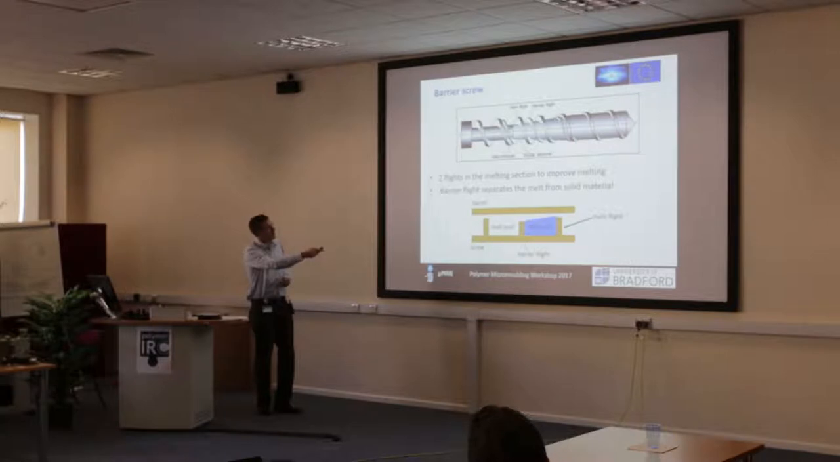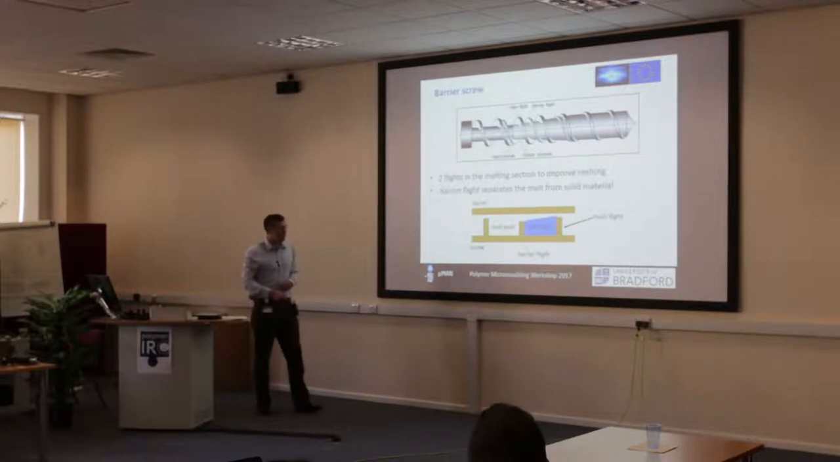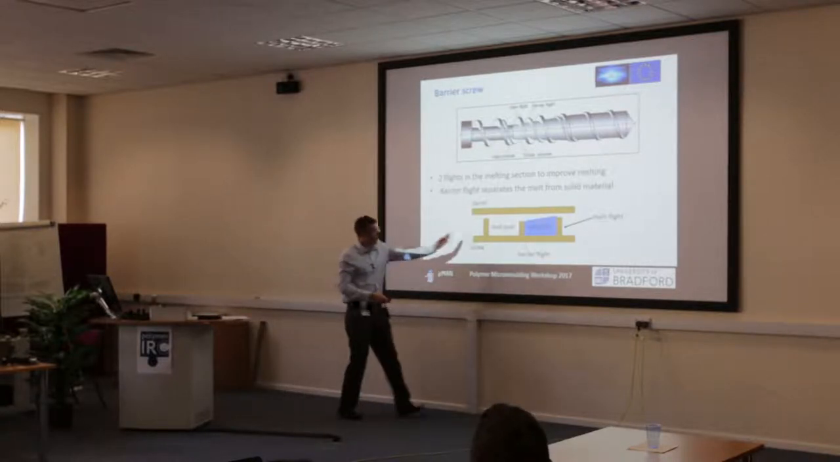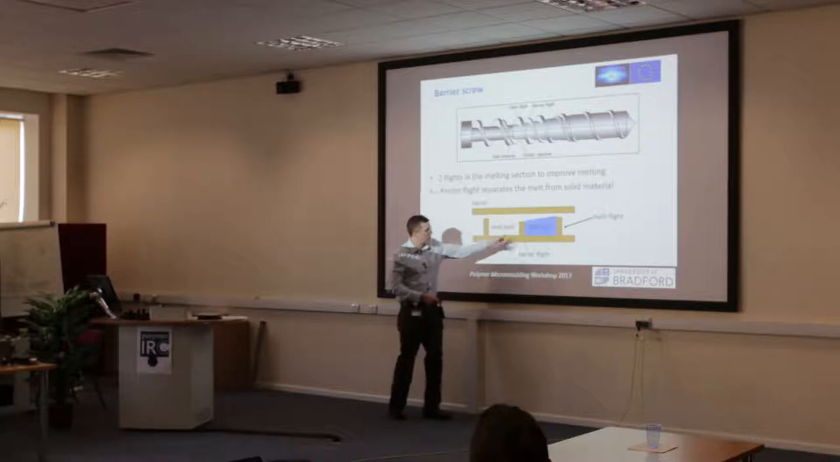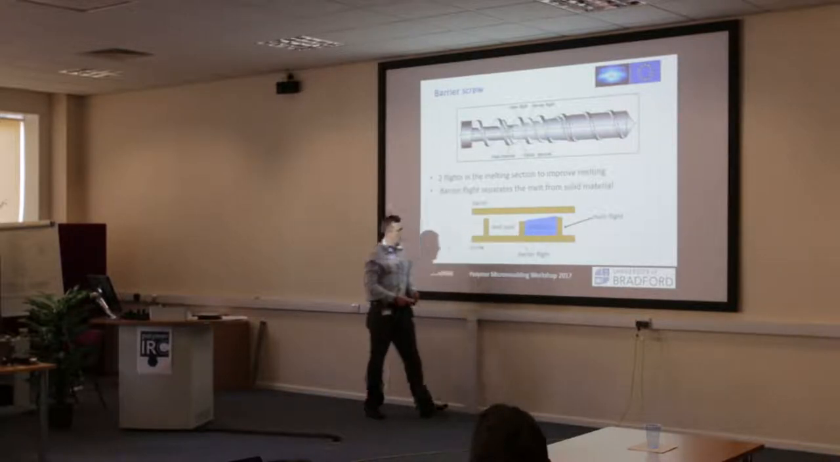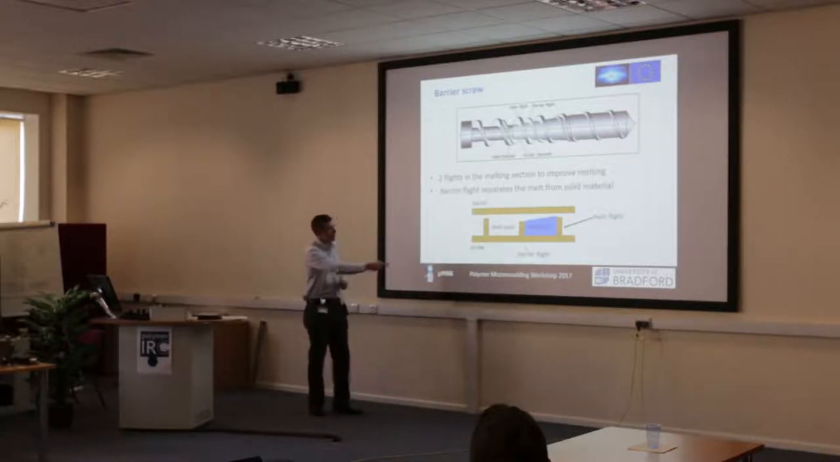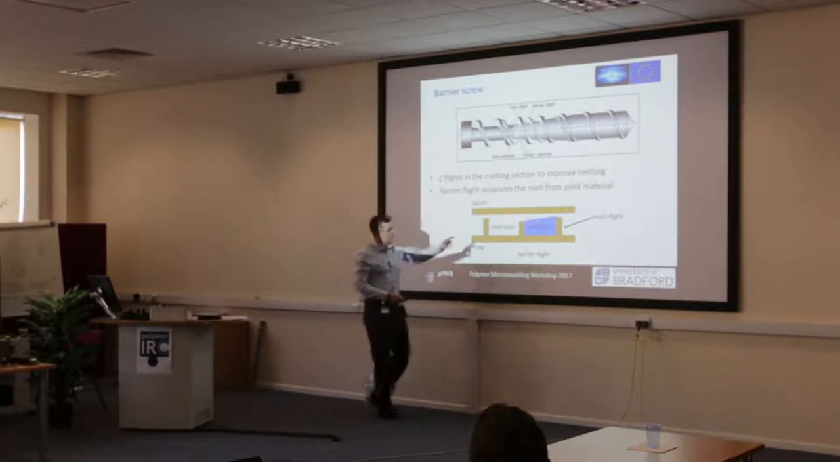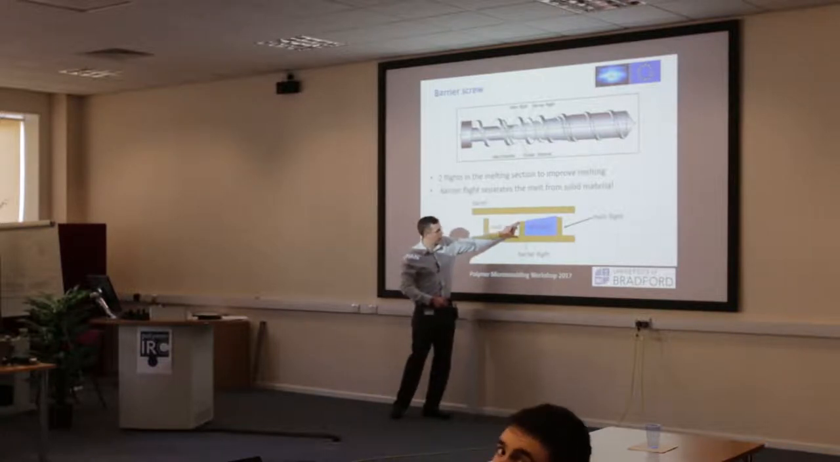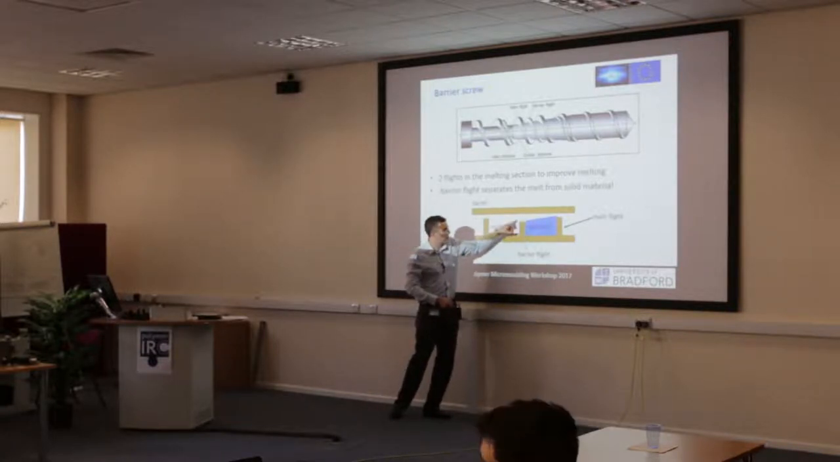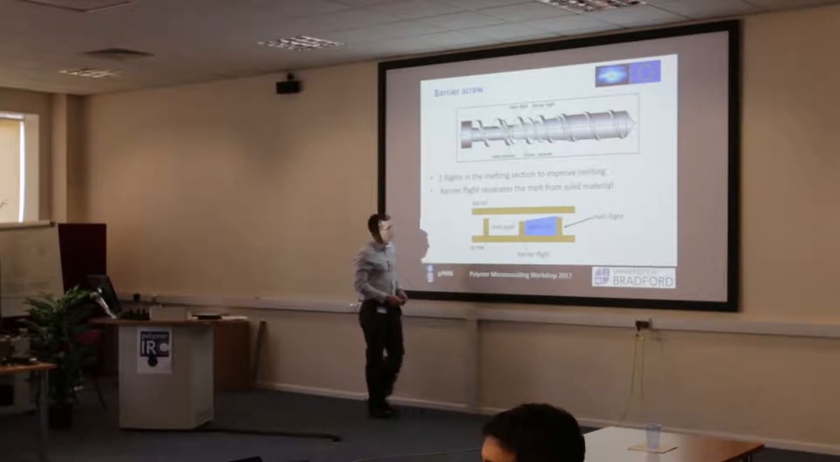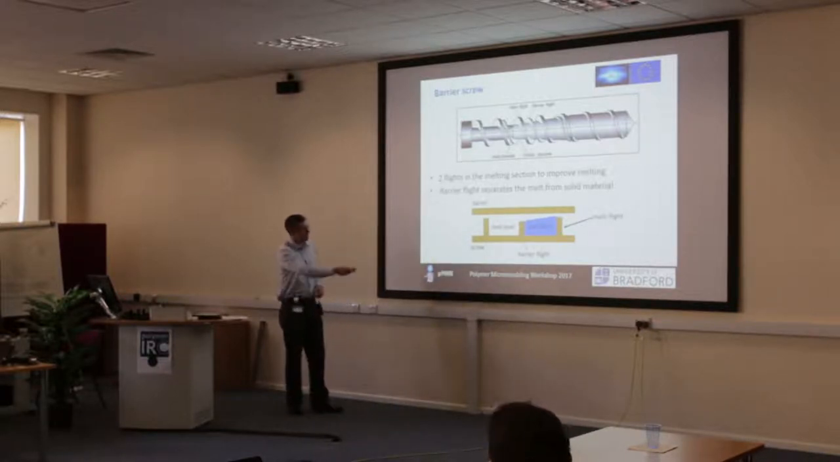And that has a slightly different pitch. So it starts at the back flight and it essentially catches up to the front flight. And what that's trying to do is force all the material from the solid bed, the solidified material, to flow over a small gap into this molten region. So the height of the barrier flight, this extra flight, is slightly lower. So the polymer's got a little bit of a chance of flowing over the top of it there.